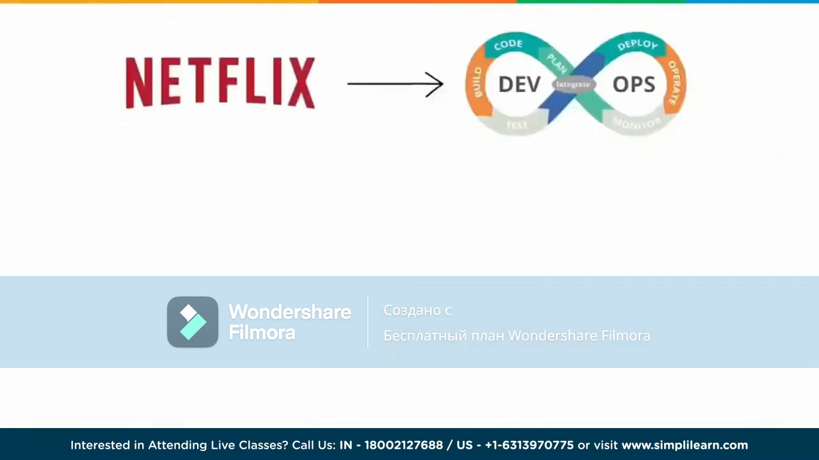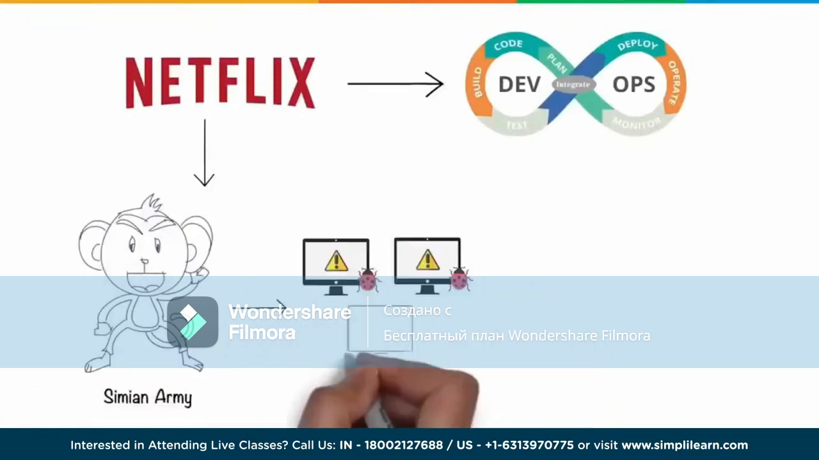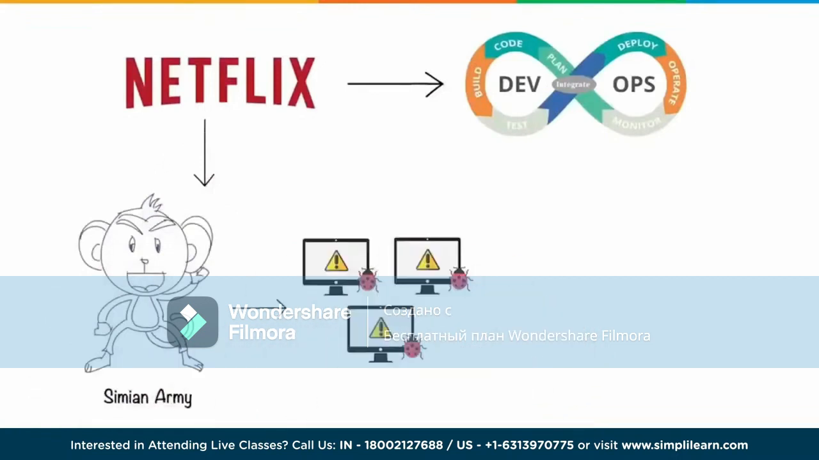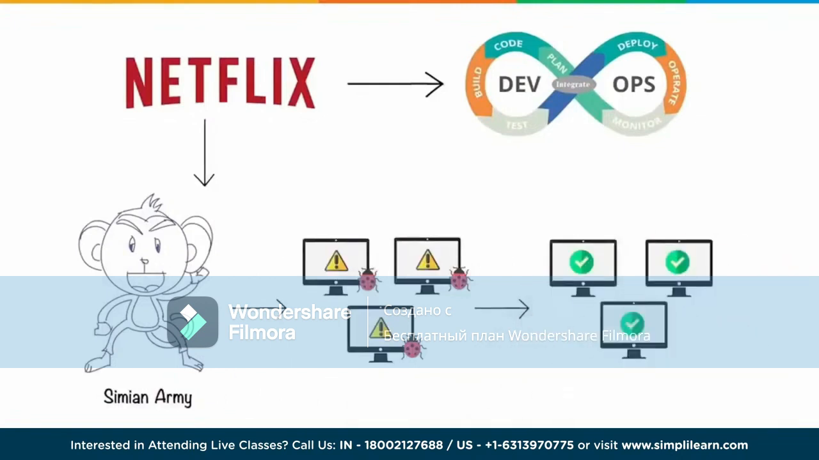They opted for DevOps in the most fantastic way. Netflix developed a tool called the Simian Army that continuously created bugs in the environment without affecting the users. This chaos motivated the developers to build a system that does not fall apart when any such thing happens.